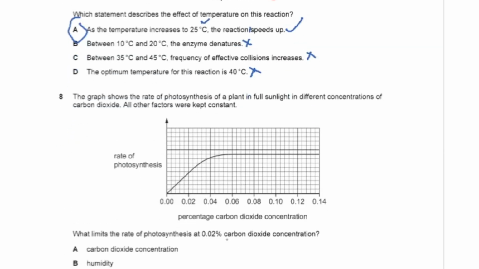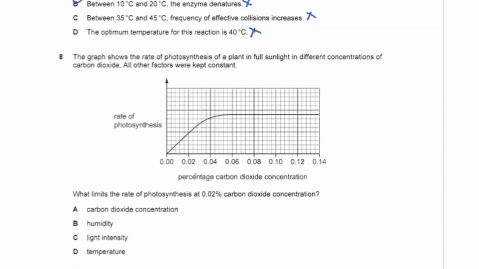Moving on to the next question, question number 8. The graph shows the rate of photosynthesis of a plant in full sunlight in different concentrations of carbon dioxide. All other factors were kept constant. Now, what limits the rate of photosynthesis at 0.02 carbon dioxide concentration?